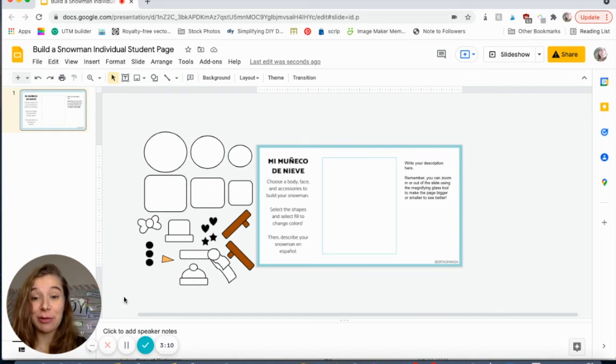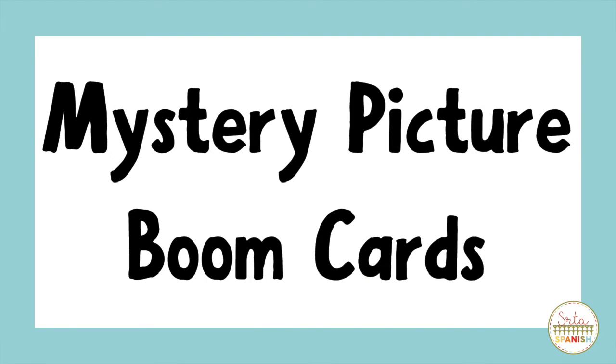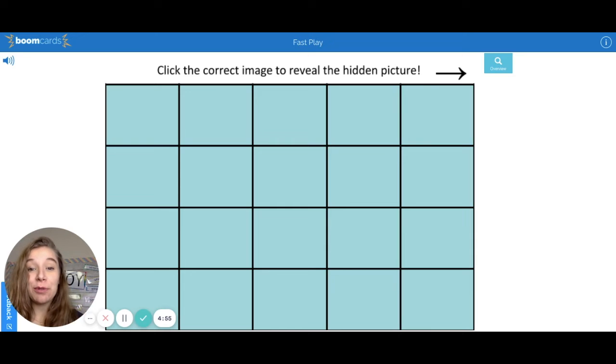After they've all written their descriptions, an option for you is you could pull all their descriptions off the slides and put them into a doc. And then they have to read the descriptions and look at the picture of the snowman and see if they can figure out description number 1 is snowman letter B, and it becomes a reading comprehension activity. Just another option. Digital winter activity number 4 is a mystery picture Boom Card set.